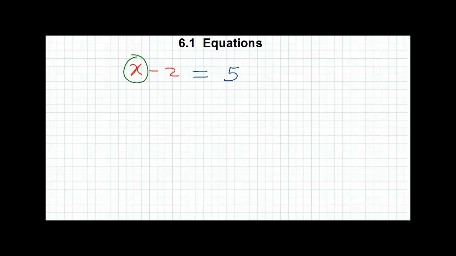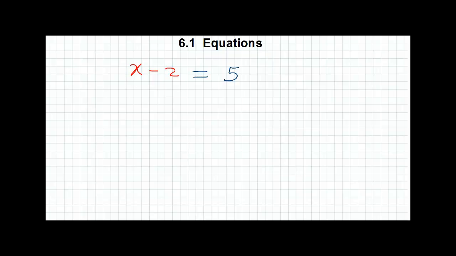This equation needs to be solved. Solving an equation means finding the value of the unknown variable in this equation. So if we can find the value of x, this means solving this equation.